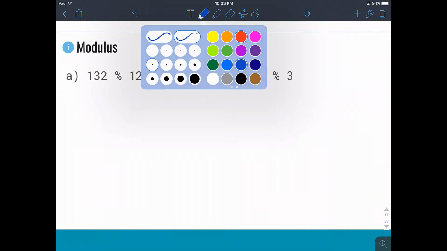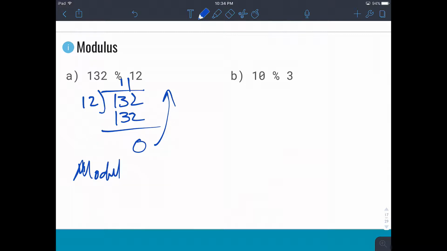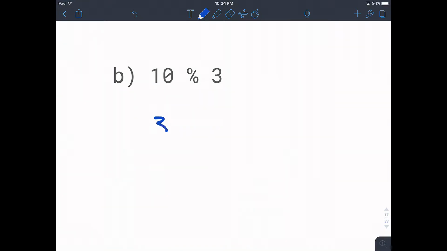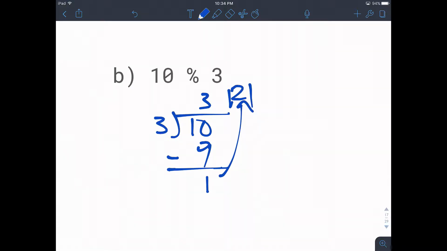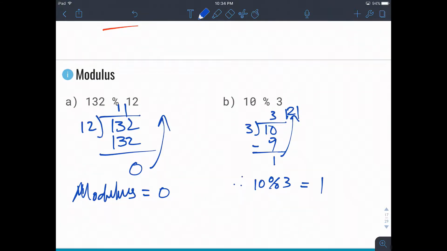So to calculate the modulus, we just do a division calculation like before. And this will give us 11, and our modulus is equal to 0. Here, we're going to do 10 divided by 3, and 3 goes into 10 3 times. We're going to subtract those values. We get 1. Therefore, we get a remainder of 1. Therefore, 10 modulus 3 is equal to 1. And that's how we get our remainders.